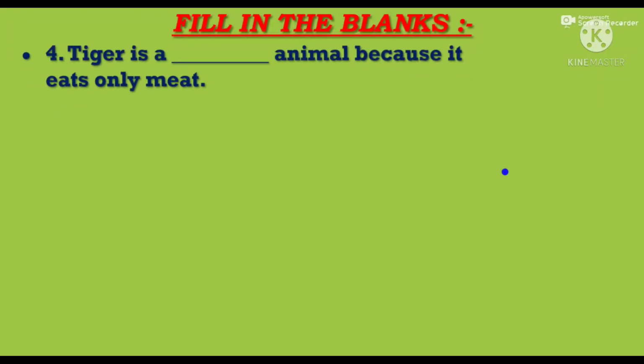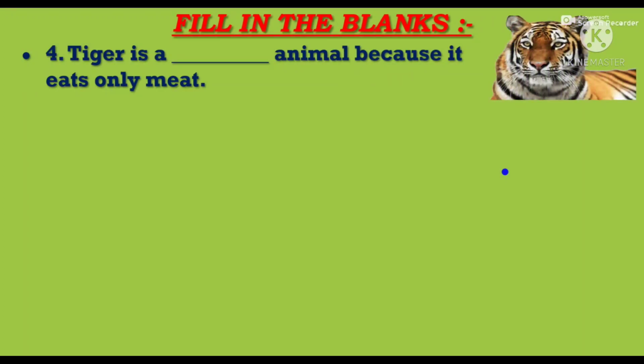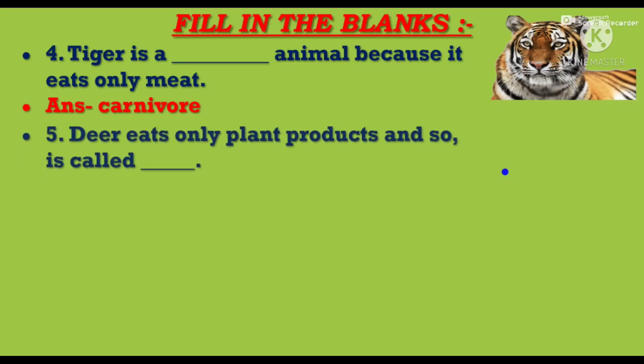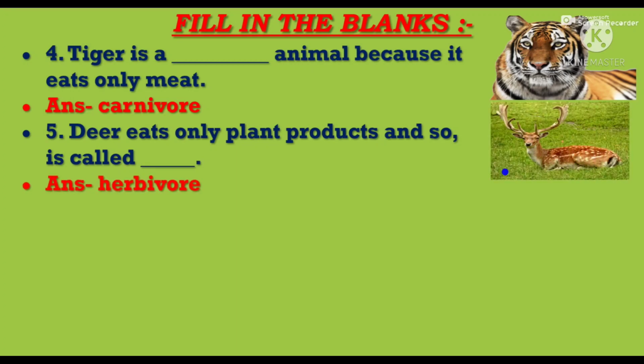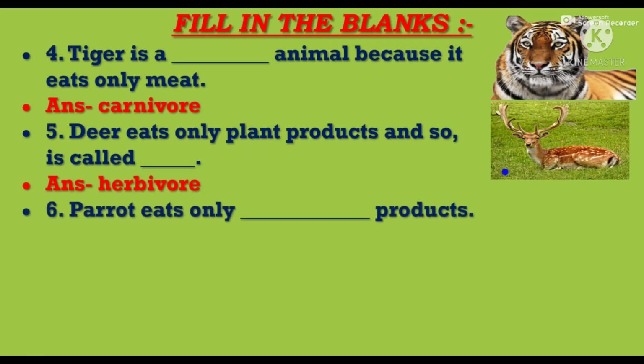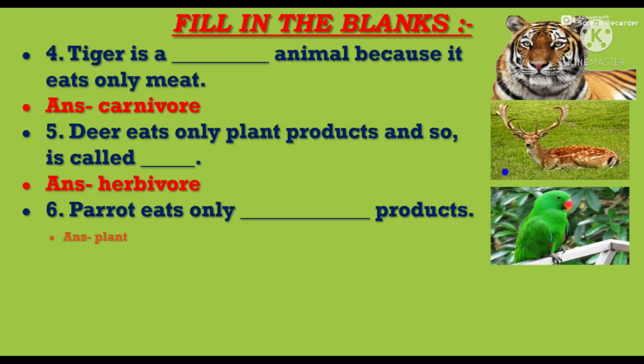Tiger is a dash animal because it eats only meat. So those animals which eat only meat or animal product or other animals are called carnivores. So tiger is a carnivore. Next question. Deer eats only plant product and so is called herbivore. Animals who eat only plant product or plants are called herbivore. Next one is parrot eats only dash product. So parrot is a herbivore bird. Parrot eats only plant product.